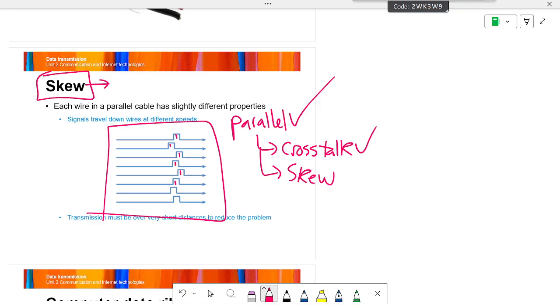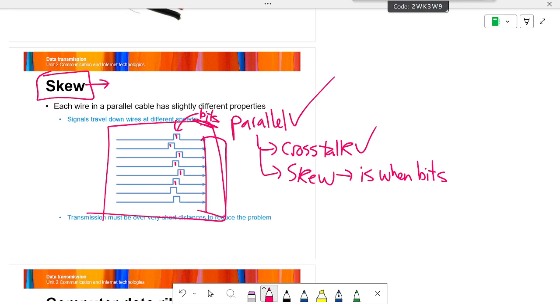When each wire has different differences, yeah, they have different resistance or different lengths. And so what happens to these bits? Do they arrive at the same time? This is the destination. Skew is when bits don't arrive at the transmission at the same time. Let's write this down. Skew is when bits, okay, this is the definition I want you to write in your notebook.